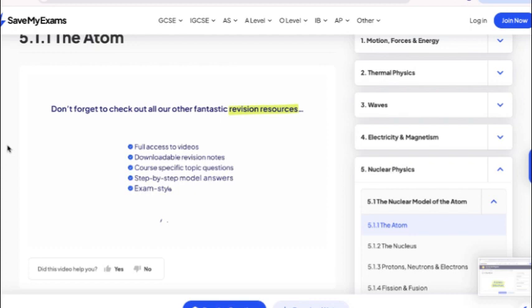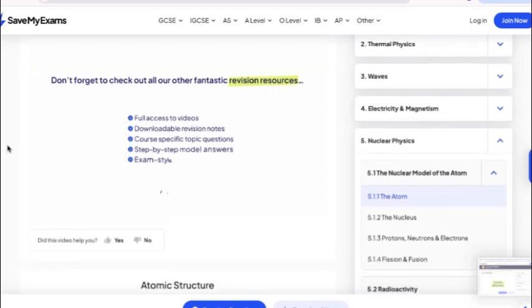So on that note, we say atoms are electrically neutral. Atoms are said to be electrically neutral. Why? Because the number of protons equals the number of electrons.